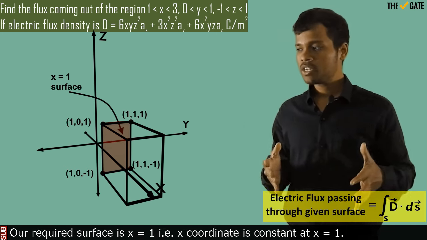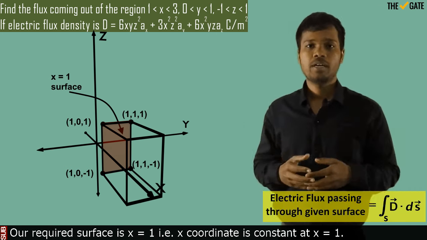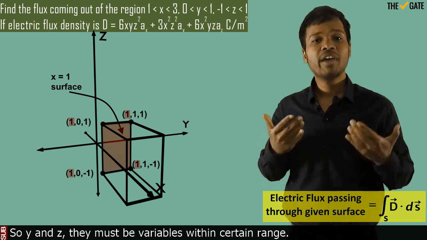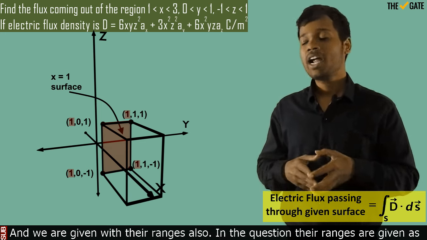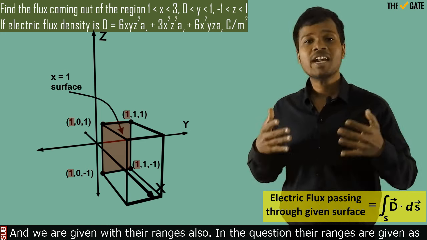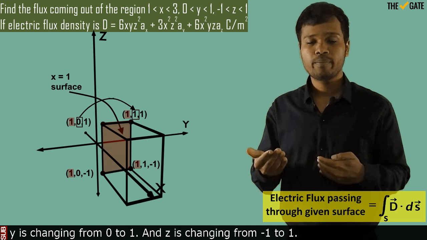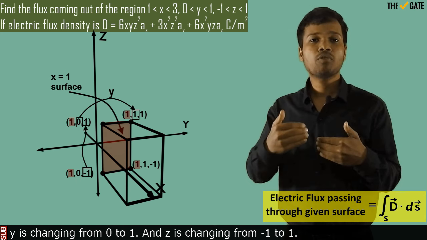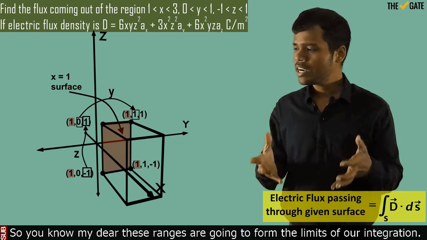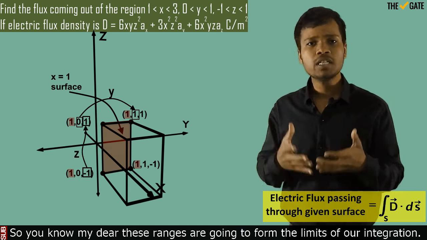Our required surface is x equal to 1. That means x coordinate is constant at x equal to 1. So y and z must be variable within a certain range. And we are given their ranges also. In the question, their ranges are given as y is changing from 0 to 1 and z is changing from -1 to 1. So, my dear, these ranges are going to form the limits of our integration.